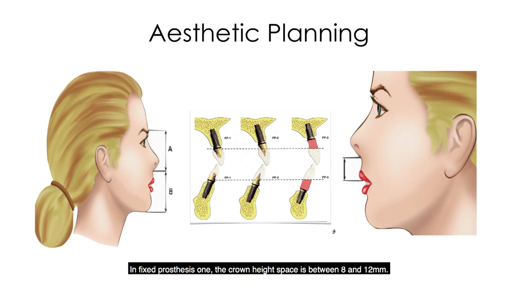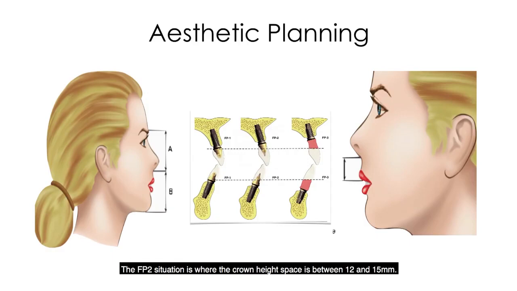In a fixed prosthesis 1, the crown height space is between 8 and 12 millimeters. This is the situation when the patient comes with teeth not to be maintained, to be extracted, and to do an immediate placement, immediate loading. And it's the most predictable aesthetically.